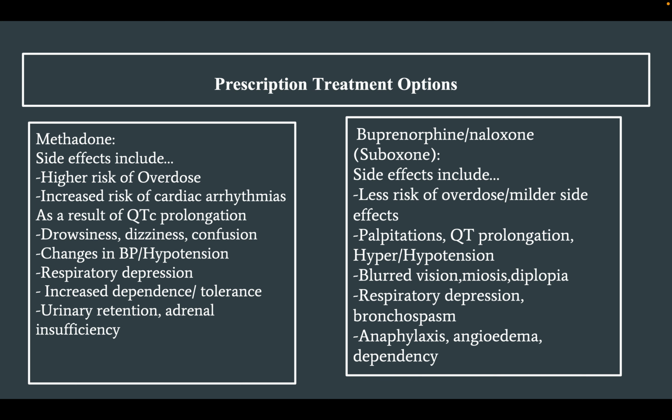Side effects of naloxone include less risk of overdose and milder side effects, palpitations, QT prolongation, hyper or hypotension, blurred vision, miosis, diplopia, respiratory depression, bronchospasm, anaphylaxis, angioedema, and dependency.